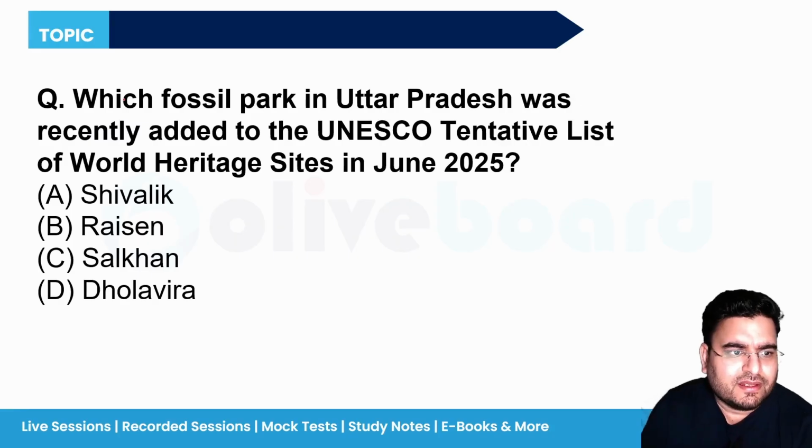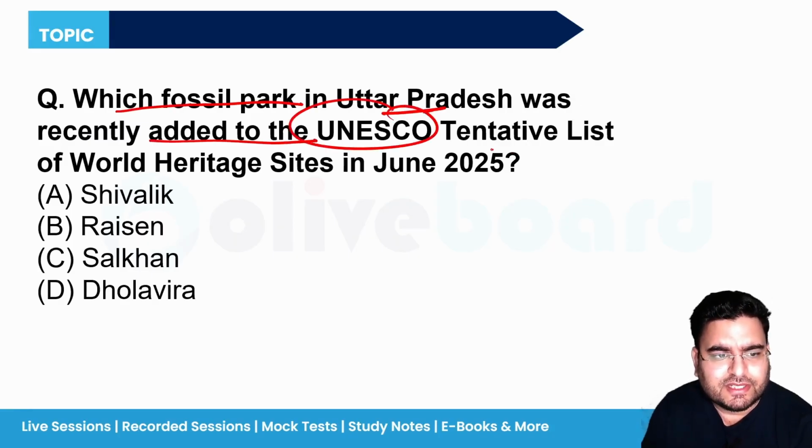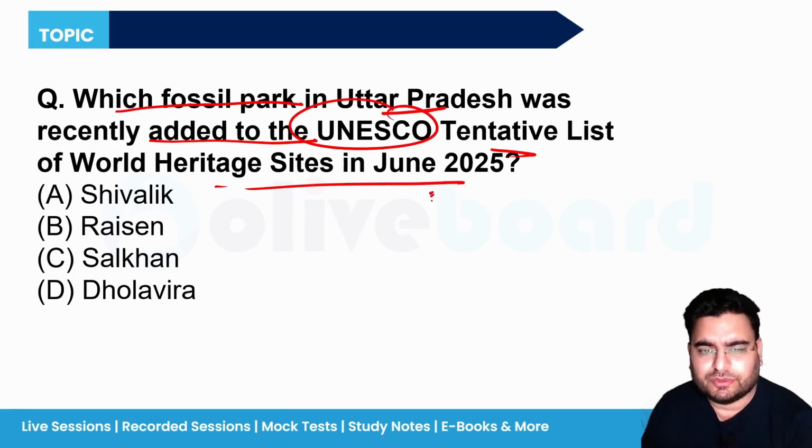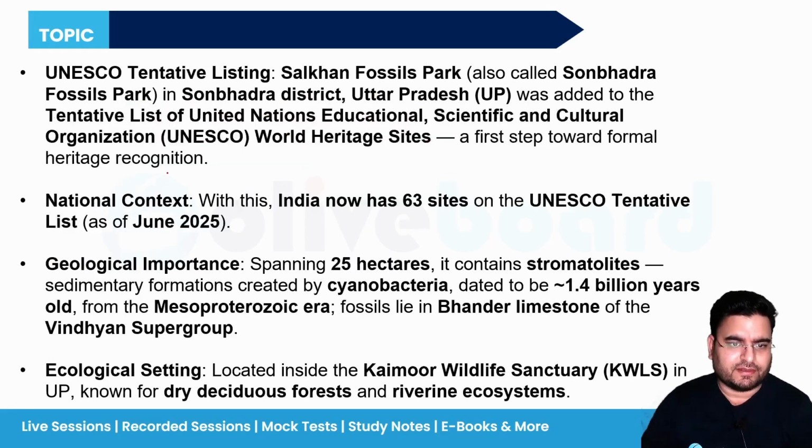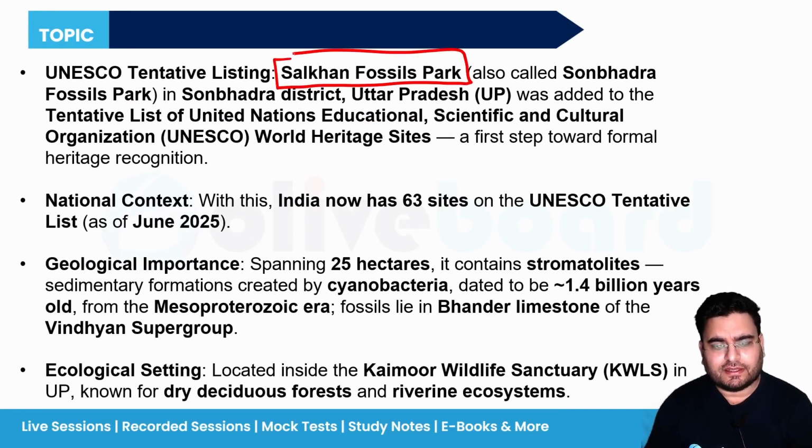So the question is, which fossil park in Uttar Pradesh has recently been added to the UNESCO tentative list of World Heritage Site in June 2025? So the correct answer is the Salkhan Forest Fossil Park. Okay. So what is the name of the area? That is the Salkhan Fossil Park, right?